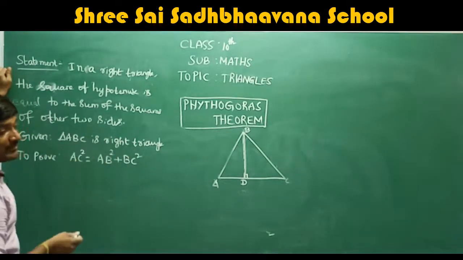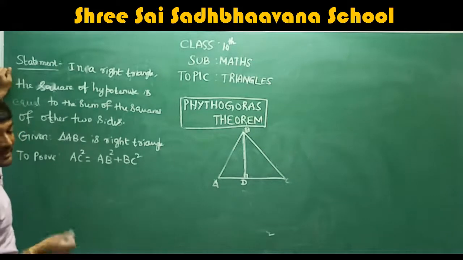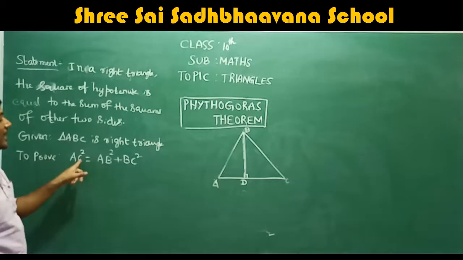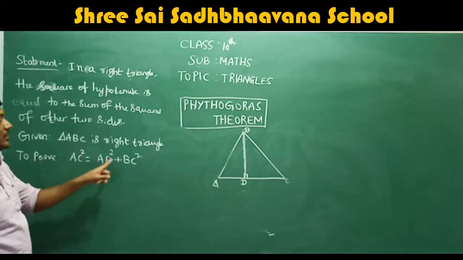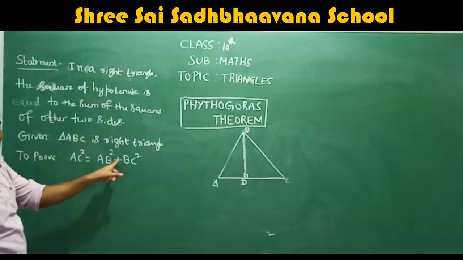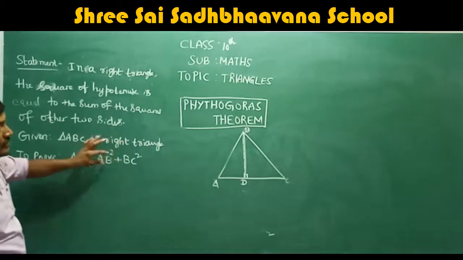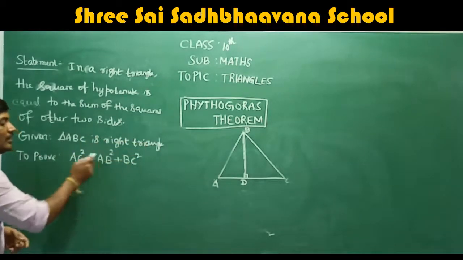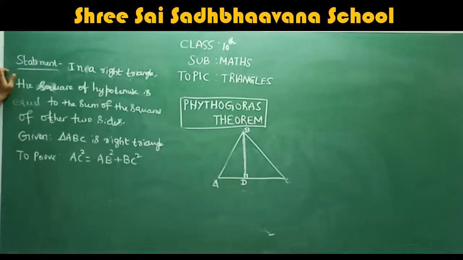What are the other two sides here? AB and BC, correct? AB and BC are the other two sides. So AC square, means hypotenuse square, is equal to the sum, means addition, of square of AB and BC, because AB and BC are the other two sides. So AB square plus BC square.